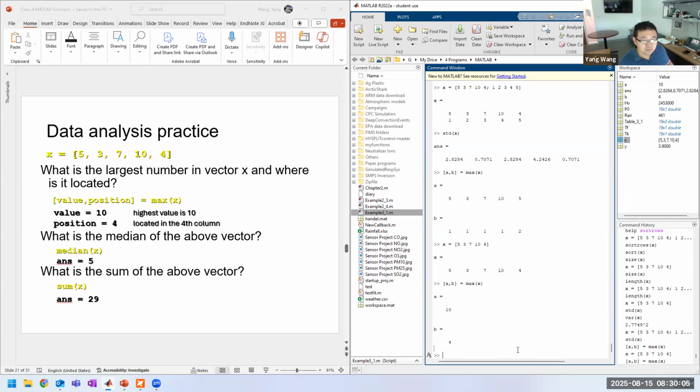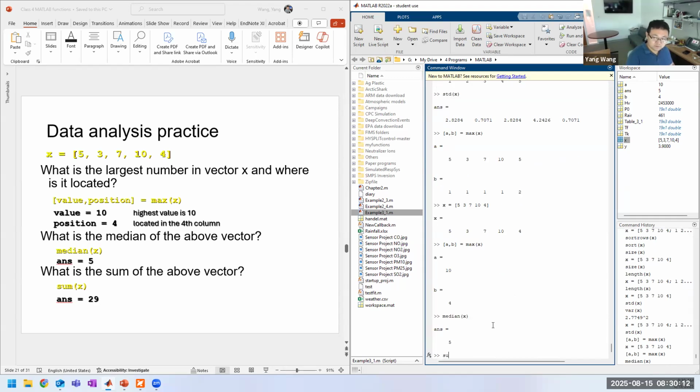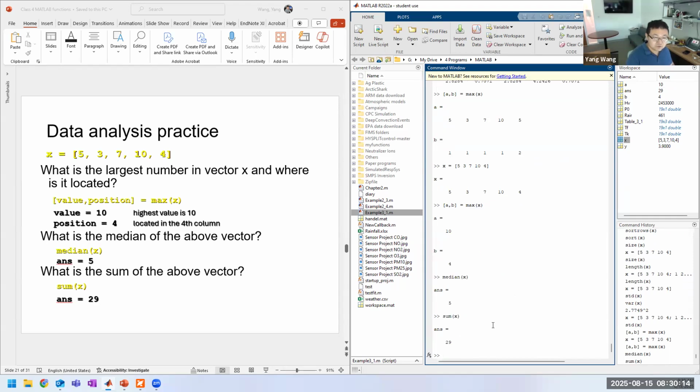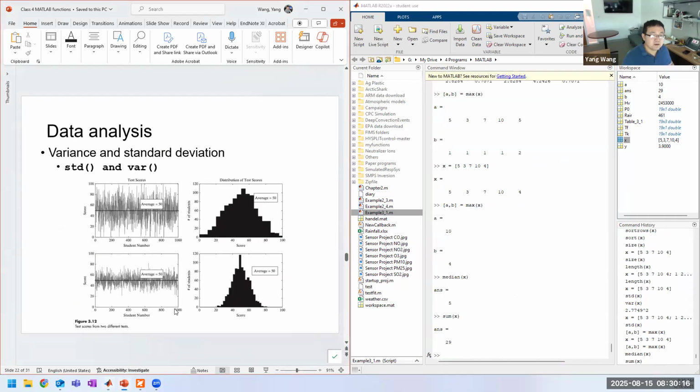So what is the median of the above vector? We already showed earlier: median of X is 5, the sum of X is 29, right? So now it's the standard deviation and variance. I think we'll come back to the standard deviation and variance later on when we talk about statistics, to give you a more in-depth introduction of these statistical calculations.